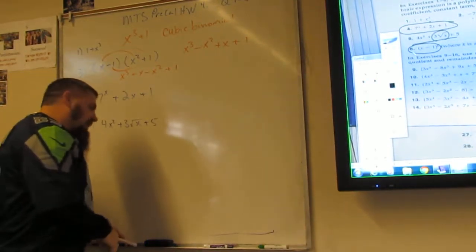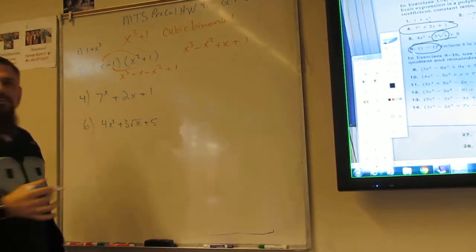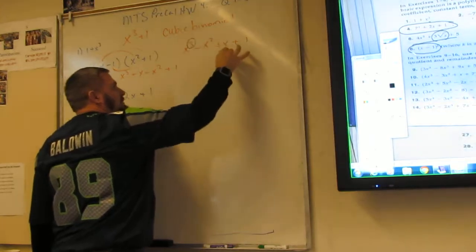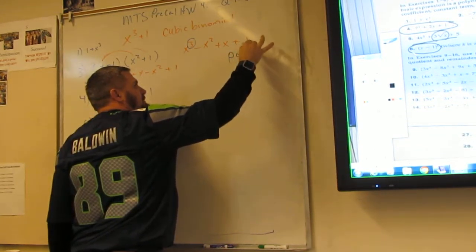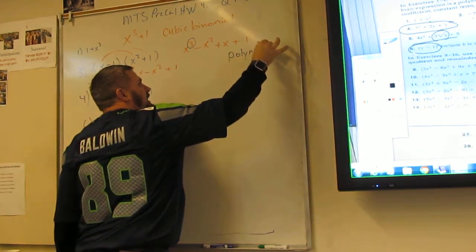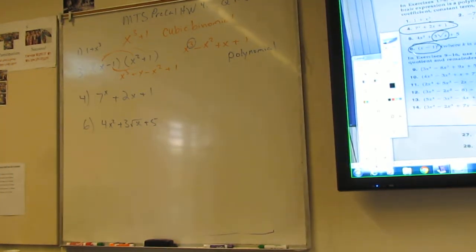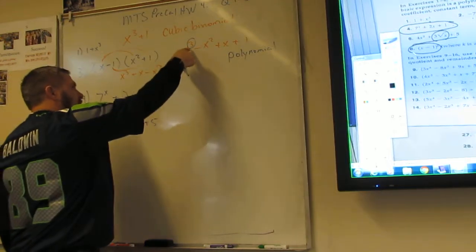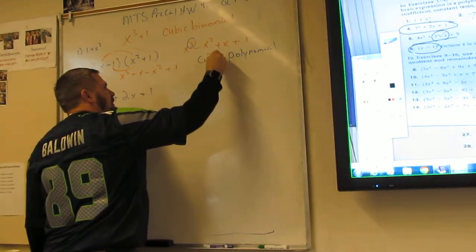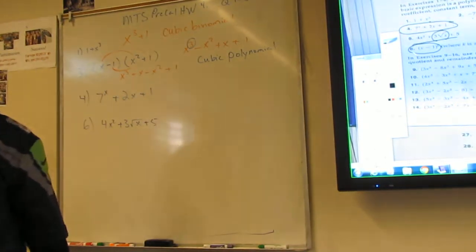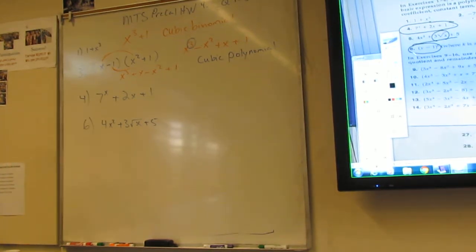And then, what is this called? Polynomial. Good. It's a polynomial because it has more than 3 terms, right? But what type of polynomial? Cubic. You can call it a third degree polynomial, but we like to call it a cubic. Okay?